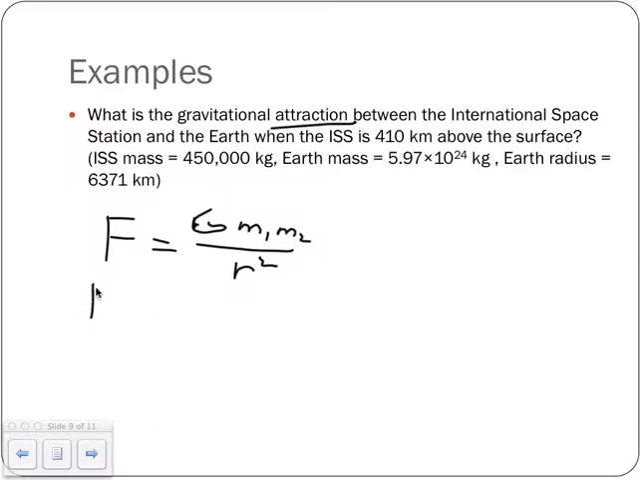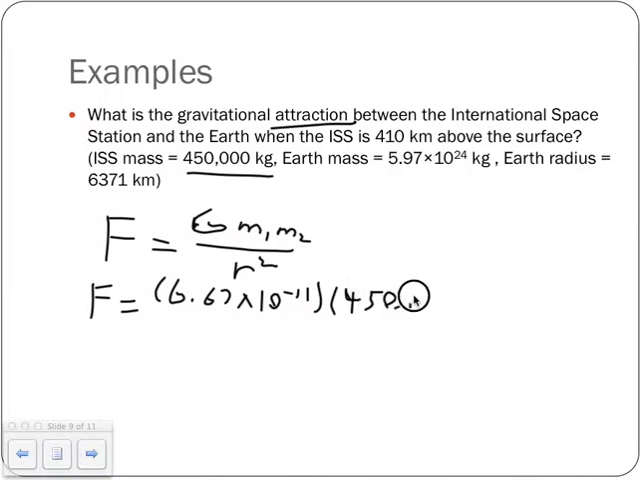And so F is equal to big G, which we just said is universal, 6.67 times 10 to the negative 11th, times m1, our first mass. In this case, our first object would be the International Space Station. It's 450,000 kilograms, times our second object, which is the mass of the Earth. That's 5.97 times 10 to the 24th.